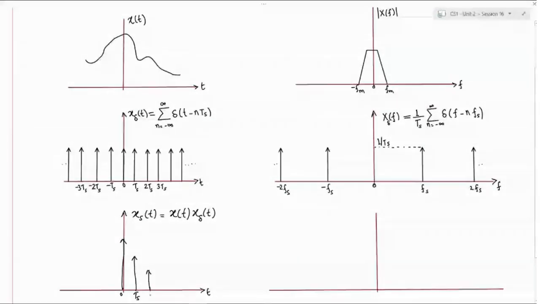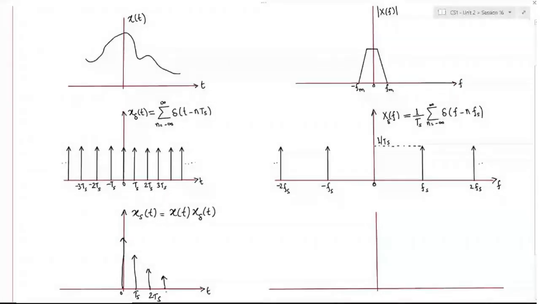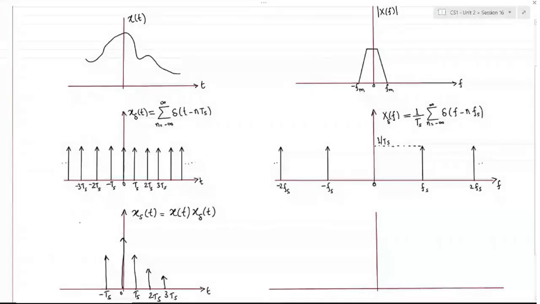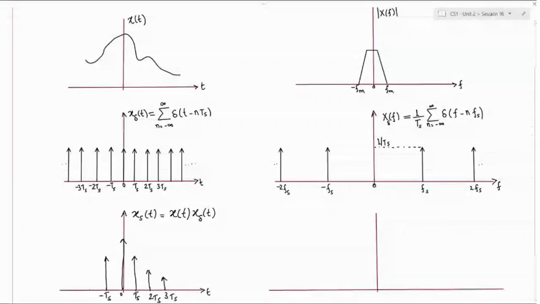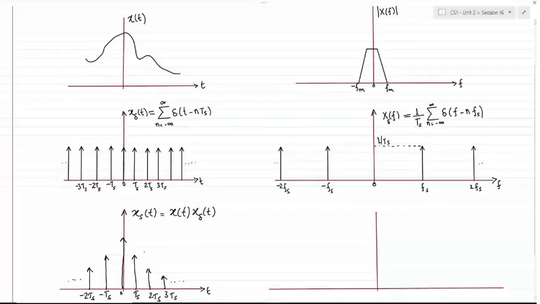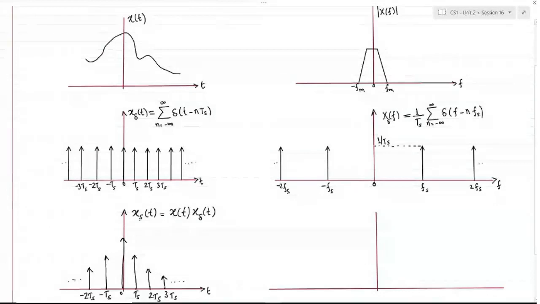At 3Ts somewhere here, and similarly on the negative scale somewhere here I may have the sample at minus Ts, and for minus 2Ts, okay, and so on, on the left hand side as well as on the right hand side. So these are all the sampled versions, and hence it is x suffix s of t. It's a sampled version of your original information bearing signal.